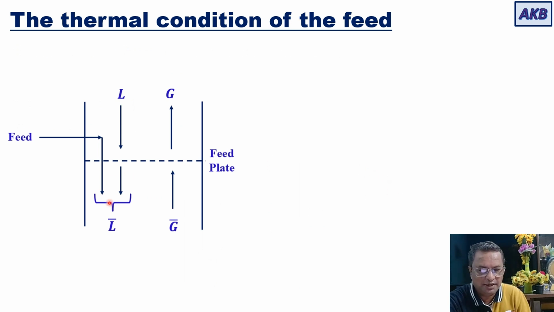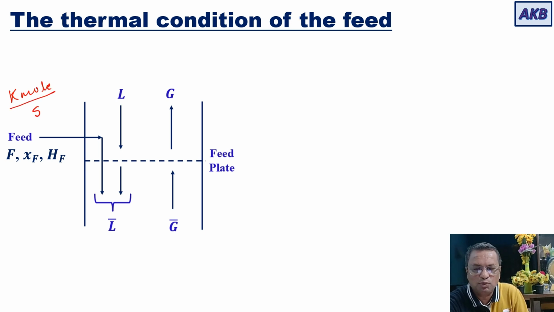Now let us continue our discussion on the thermal condition. I'll use a few notations, and let me explain those notations. For feed, F will be its molar flow rate. It could be kilomole per second, for example. Molar flow rate means moles per unit time.